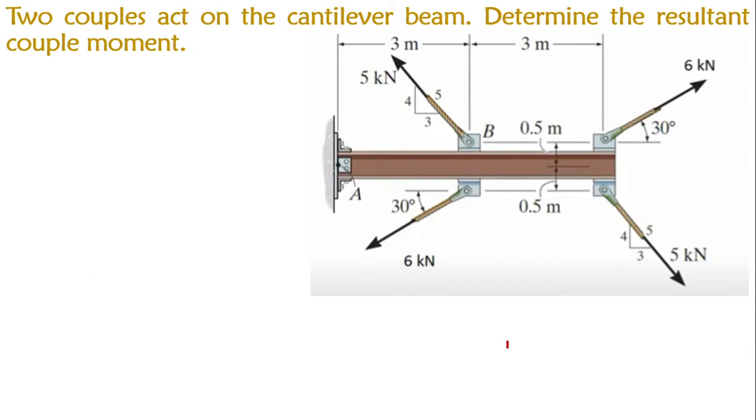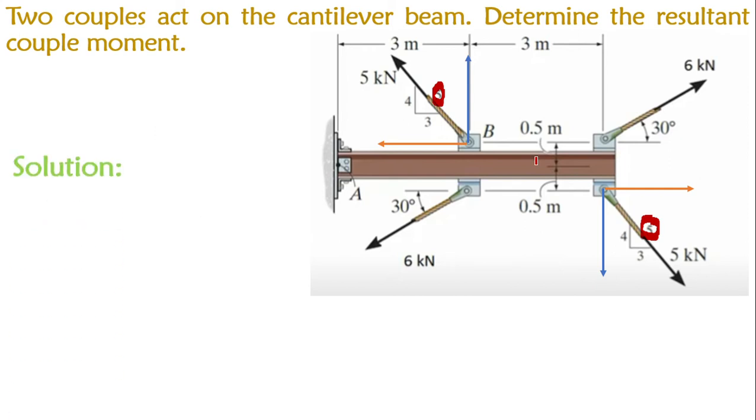Next. Here, naka-incline. The two couples act on the cantilever beam. We have to determine the resultant couple moment. We have here 5 kN and this here is 5 kN. Using the Pythagorean theorem, makukuha mo itong 5 na to. So, ibig sabihin, we have to get the x and y components. Nakita mo yung red, yung orange, saka yung blue na color, di ba?